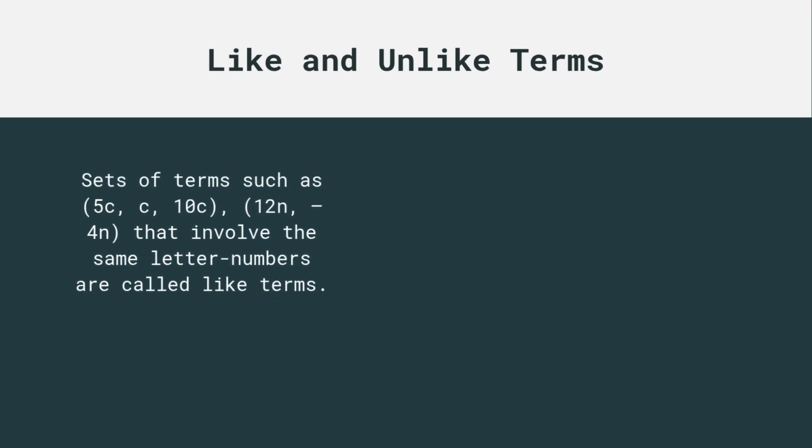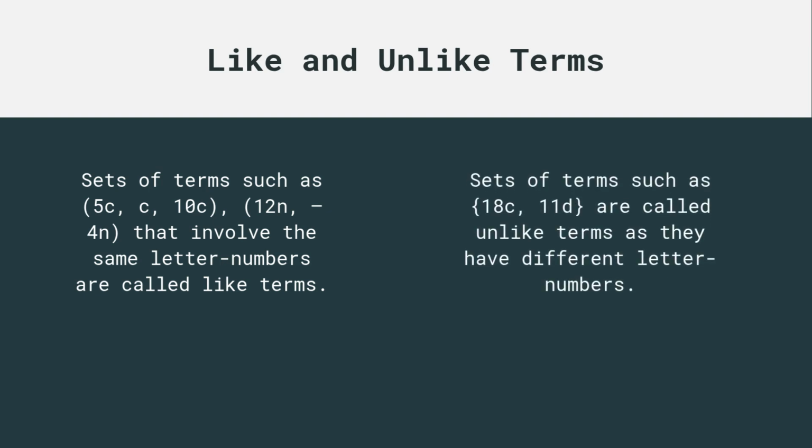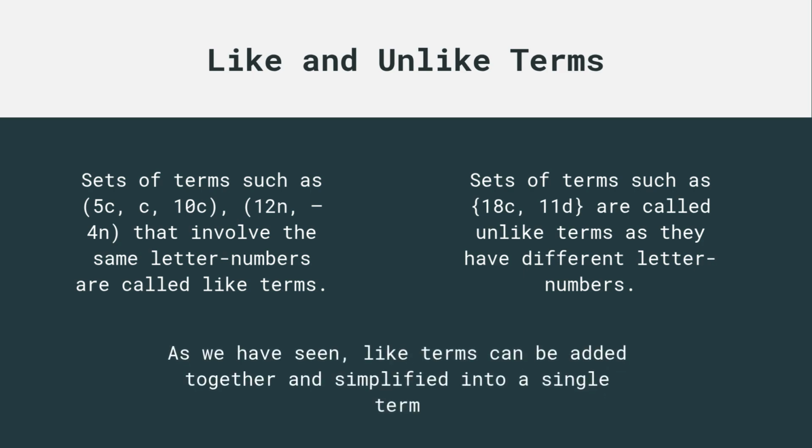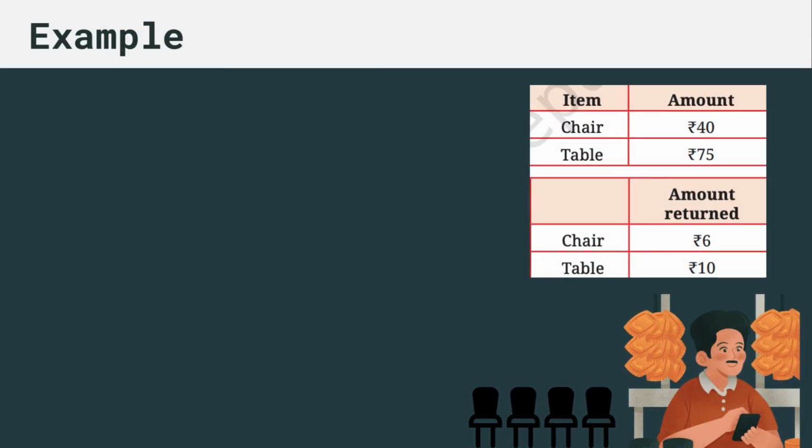Now let's take a look at like and unlike terms. Sets of terms such as 5c, 10c^2 and minus 4c that involve the same letter numbers are called like terms. Sets of terms such as 18c and 11d are called unlike terms as they have different letter numbers. As we have seen, like terms can be added together and simplified into a single term. Now let's take a look at an example.